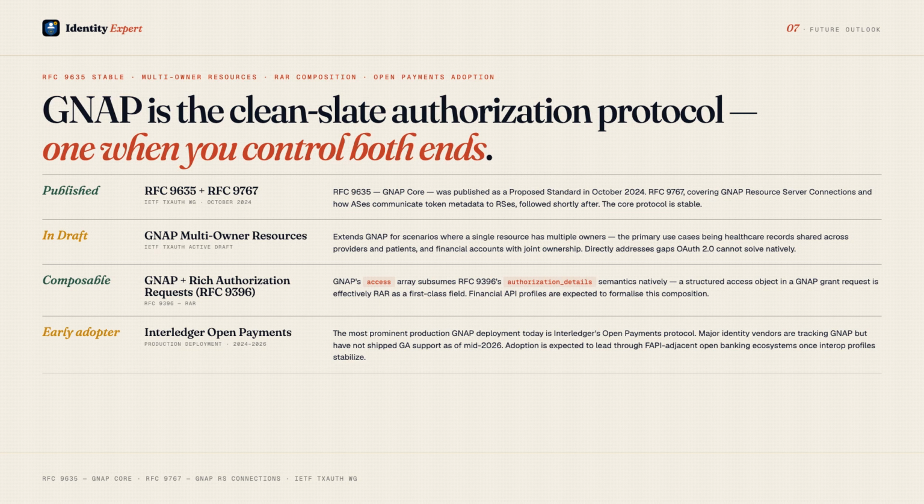Fourth, the most prominent production GNAP deployment today is Interledger's Open Payments Protocol. Major identity vendors are tracking GNAP but have not shipped GA support as of mid-2026. Adoption is expected to lead through FAPI-adjacent open banking ecosystems once interop profiles stabilize. If you are designing a greenfield authorization system today and you control both the authorization server and the clients, GNAP gives you one clean protocol instead of OAuth 2.1 plus 5 extensions.